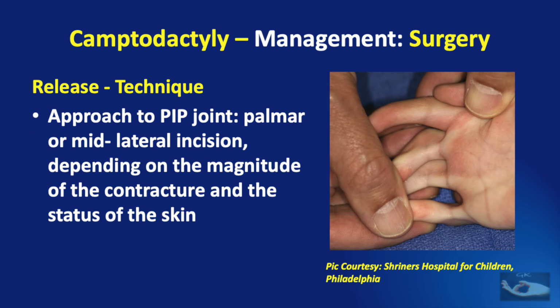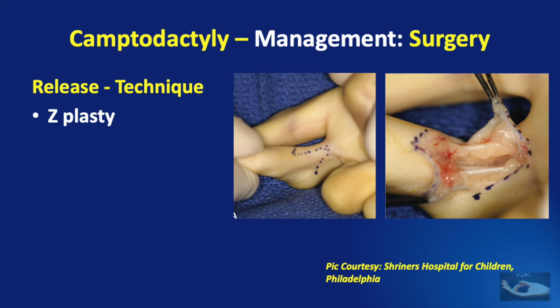The surgery of release is done by approaching the proximal interphalangeal joint with either a palmar or a mid-lateral incision depending on the magnitude of the contracture and the status of the skin. Planning a Z-plasty-like incision as shown in the diagram is ideal. After the release, it can be closed primarily or, if necessary, a full thickness graft or flap can be given.